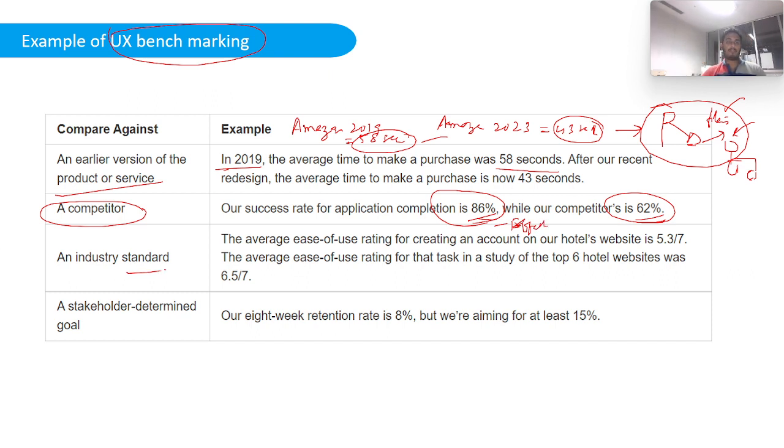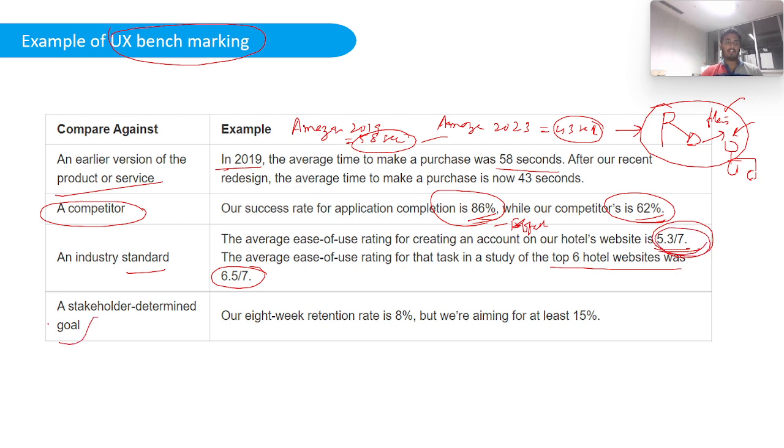Then when you try to benchmark against any industry standard, which is like an average. So here's an example. The average ease of use rating for creating an account on our hotel website is 5.3. Now the average ease of use rating for that task in a study of top 6 websites is 6.5. That means our rating is a bit lower than the average. That means we need to improve. So this is how we do benchmarking.